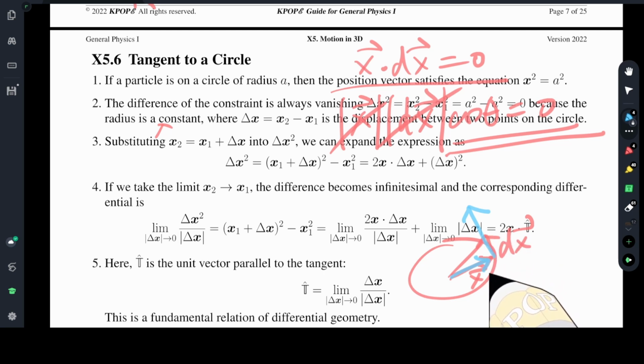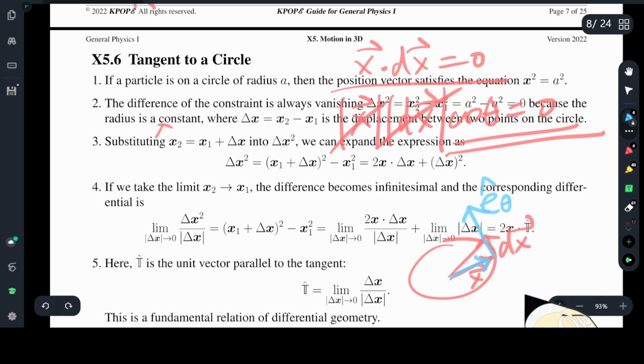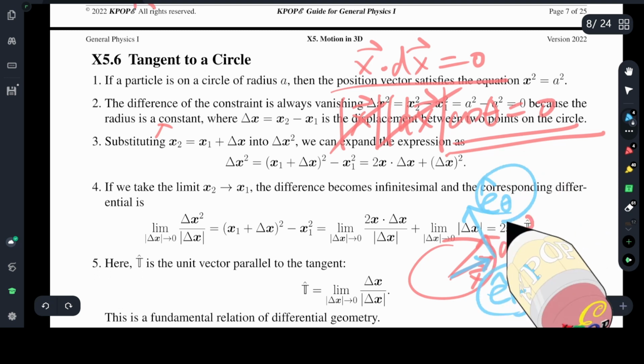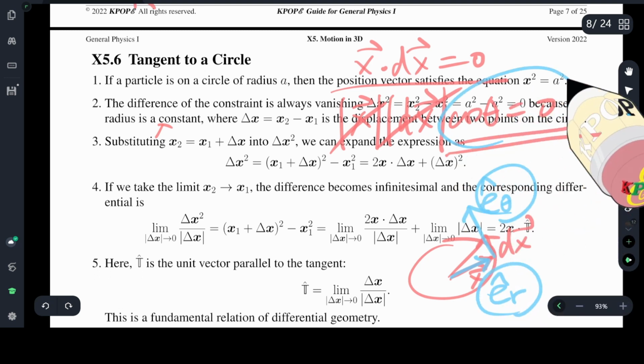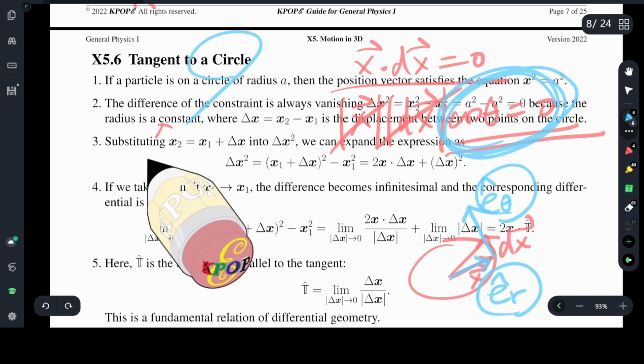So the unit vector along the tangent will be the tangential vector, and this radial vector and tangential vector must be perpendicular to each other. It is absolutely correct in any case for a circle. This is quite important.